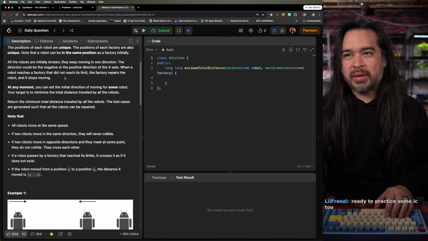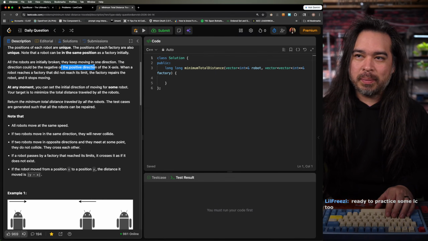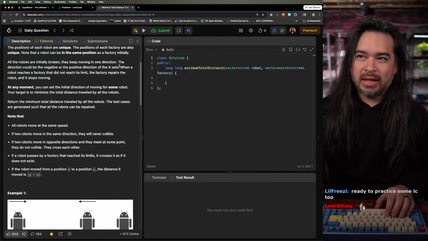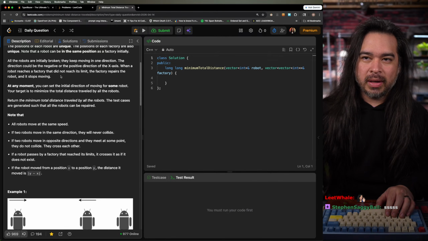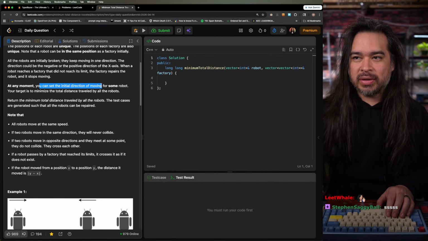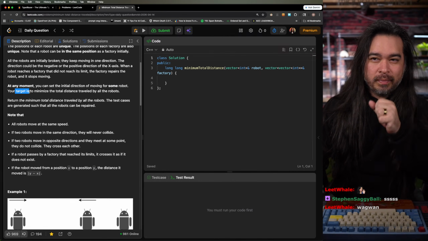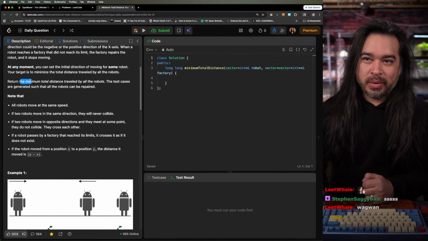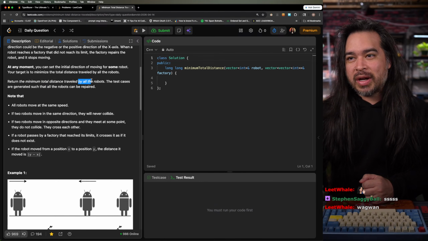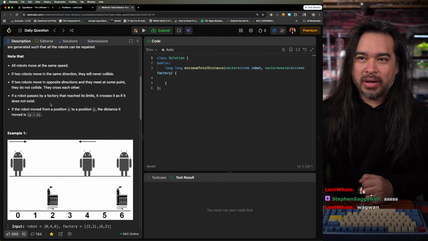All robots are initially broken. They keep moving in one direction. The direction could be the negative or positive direction of the x-axis. When a robot reaches a factory that did not reach its limit, the factory repairs the robot and it stops moving. At any moment, you can set the initial direction of moving for some robot. Your target is to minimize the total distance traveled by all the robots. Return the minimum total distance traveled by all the robots. The test cases are generated such that all robots can be repaired.